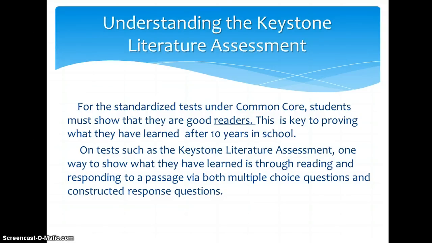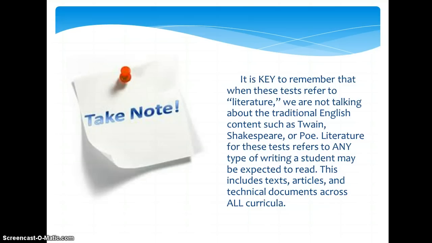For the standardized tests under Common Core, students must show that they are good readers. This is key to proving what they have learned after 10 years in school. On tests such as the Keystone Literature Assessment, one way to show what they have learned is through reading and responding to a passage via both multiple choice questions and constructed response questions.